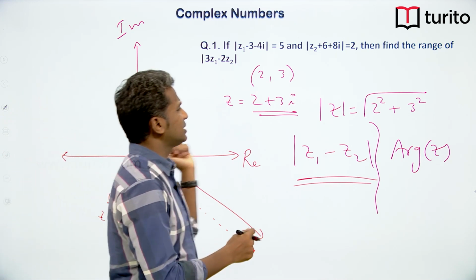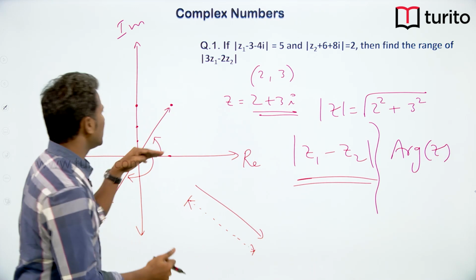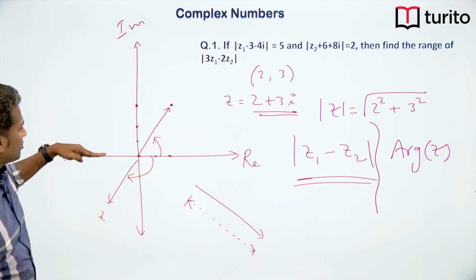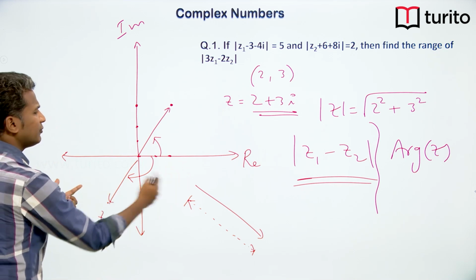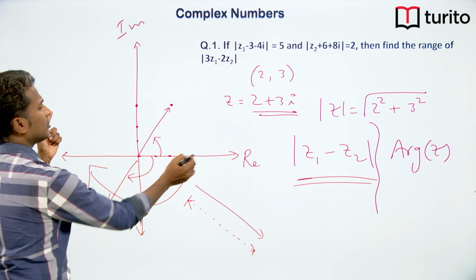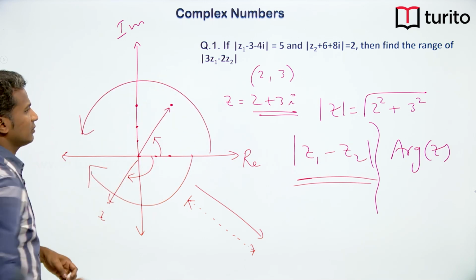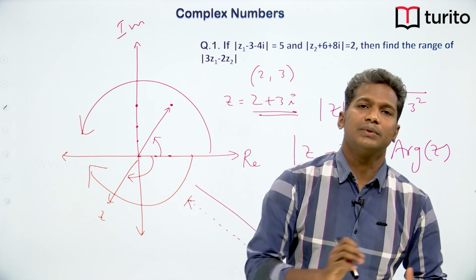Okay. There is also a concept of principal argument, which is about the range of the argument. It goes from minus pi to plus pi. So if you are in the third and fourth quadrants, measure the angle in this direction. If you are in the first and second quadrants, measure the angle in this direction. Okay. So this is the basic concept of geometry of complex numbers.